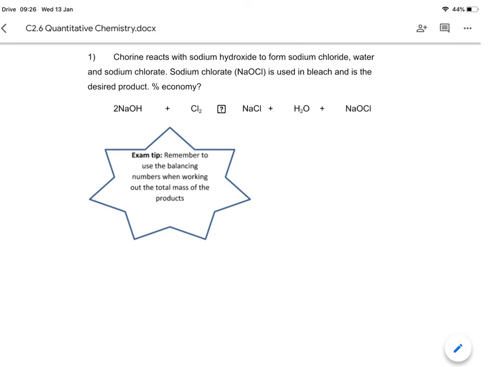Now, if you turn in your books to page 102, I'm going to work through a couple of examples with you. Question 1 tells us that chlorine reacts with sodium hydroxide to form sodium chloride, water, and sodium chlorate. Now, sodium chlorate is used in bleach and is the desired product. So it's a good idea to underline the desired product. Now, we've got to use the periodic table. We've got to look at all the top numbers, and we've got to work out the molecular mass or the relative formula mass of each of these products. Use your periodic table, pause the video for a minute to do that.